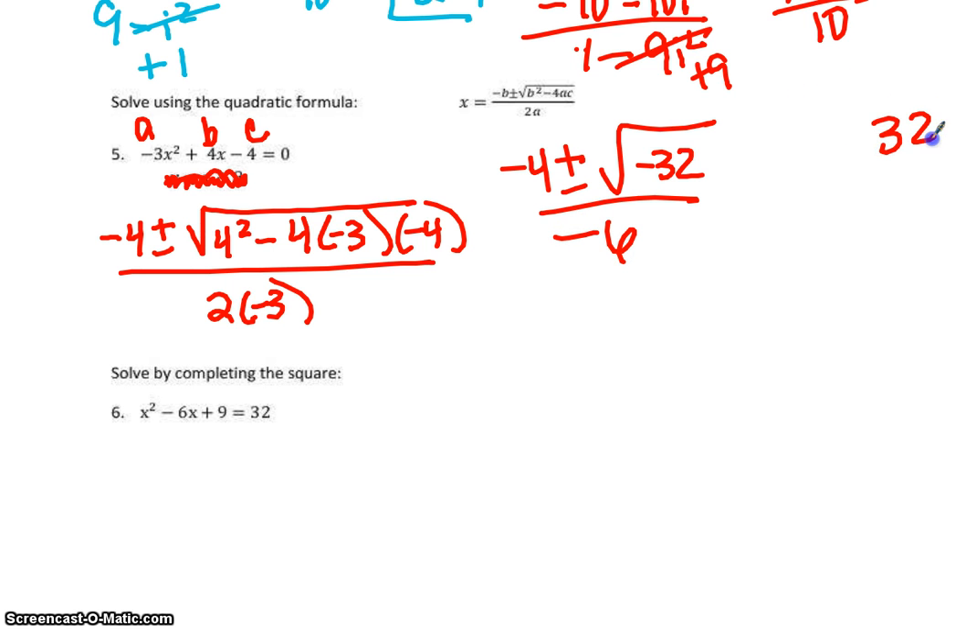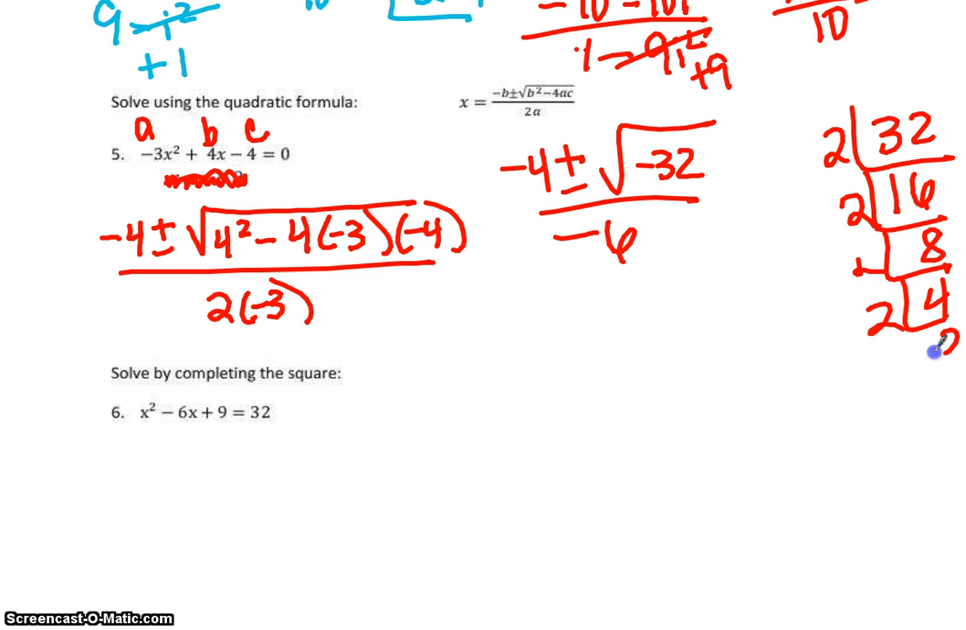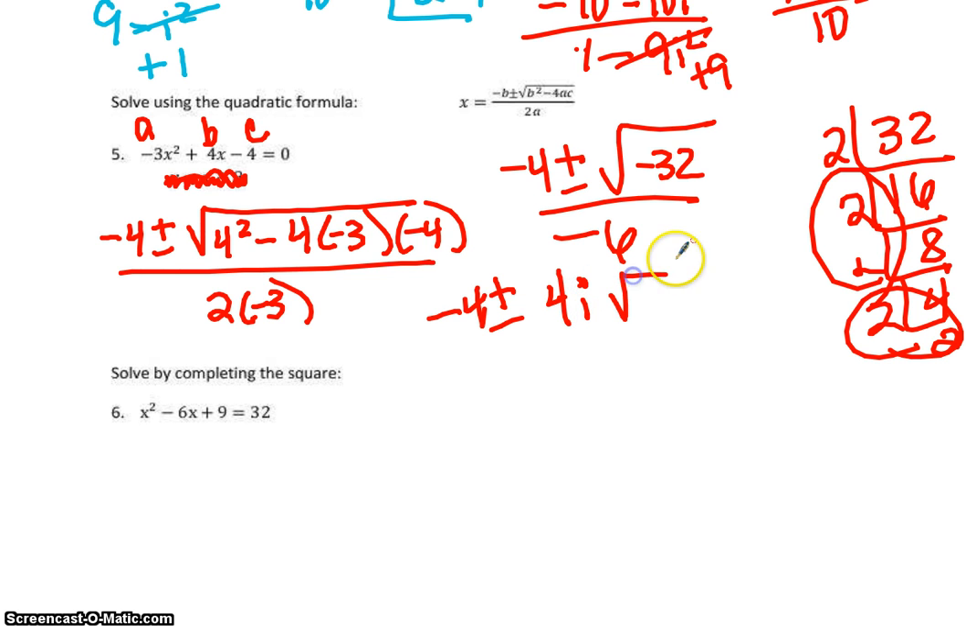Come over here and take your 32 and divide it by 2. You get 16. 2 will go into 16, 8. 2 will go into 8, 4. 2 will go into 4, 2. So we have 2 and 2 that paired up. So this becomes negative 4 plus or minus 2 times 2 is 4. It was negative, so i, square root of, there's a lonesome 2, all over negative 6.